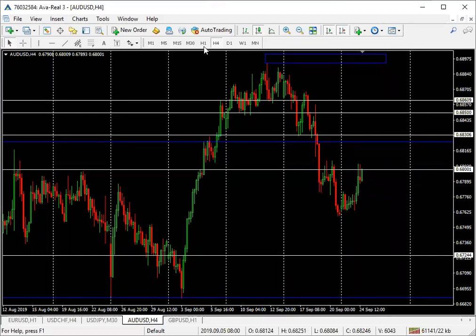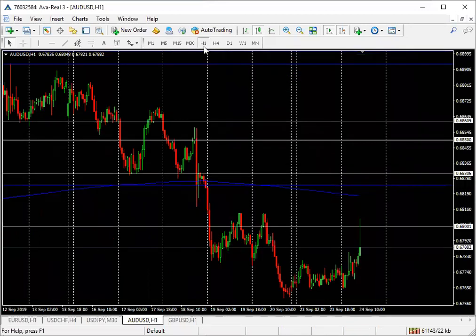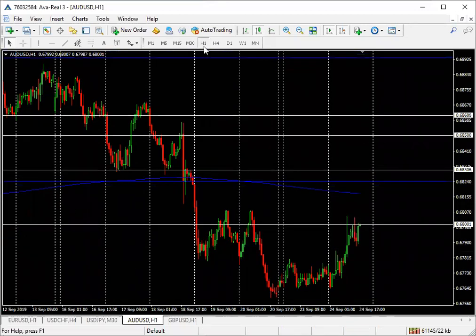Now, the key thing in trying to identify a key support and resistance structure is that you like to align it with a few other things.